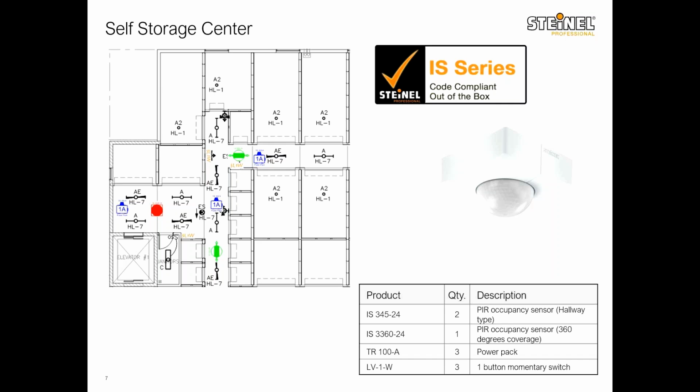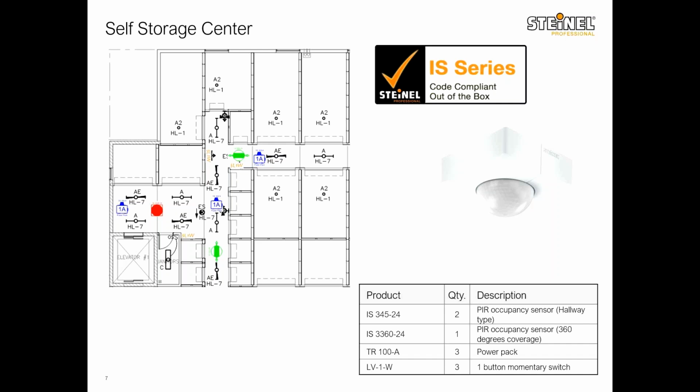Here is a little layout, and you can see our recommendation for this application is our IS series sensors, which are all PIR. They come in 3 different types: the hallway type, which is IS 345-24, the 360-degree type IS3360-24. And for some applications, we have the wall mount 180-degree IS3180-24 version.